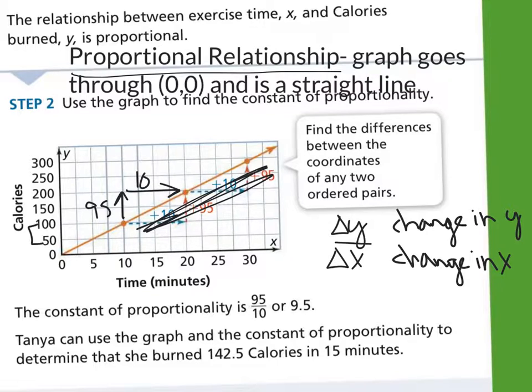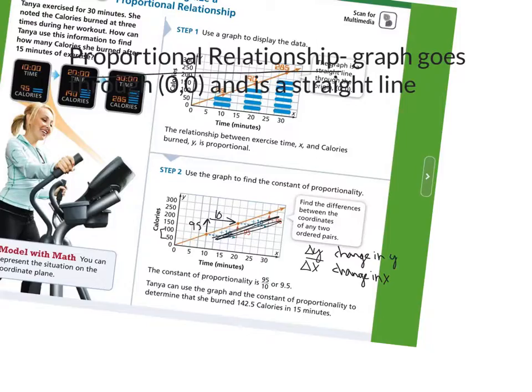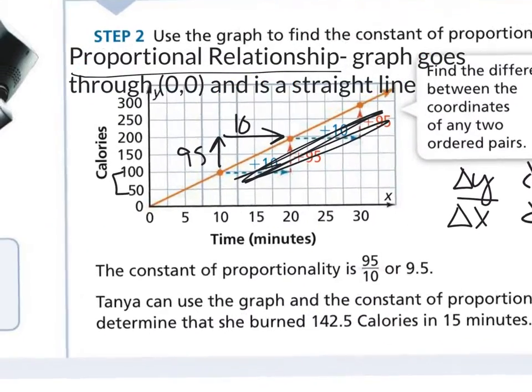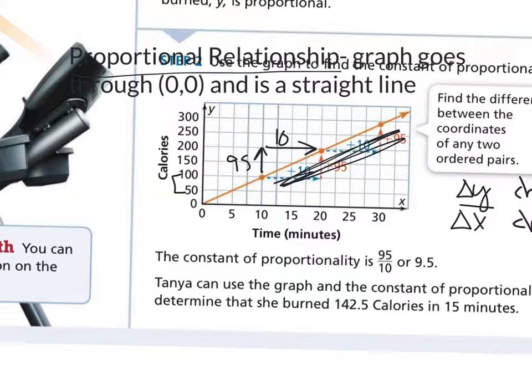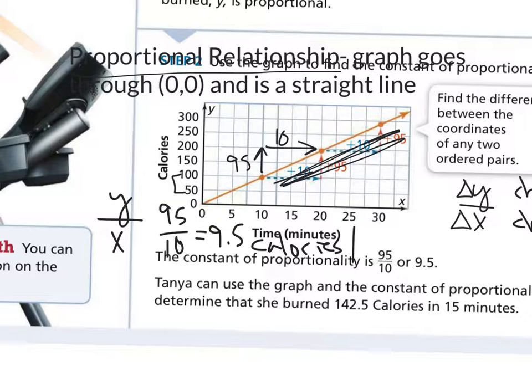But going back to this, let me finish this thought. So with these, since it is proportional, you could take any y value divided by any x value. So if you like smaller numbers, you could take the 95 divided by 10. Divide by 10 is just going to move your decimal one spot to the left. So that would be 9.5 calories per minute that they burned. 9.5 calories per minute. And so that would be our constant of proportionality.